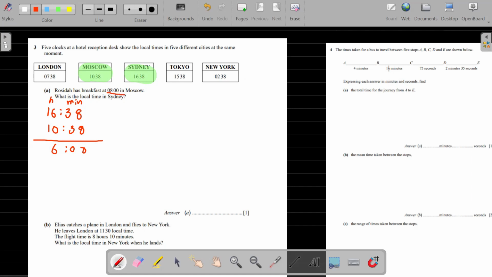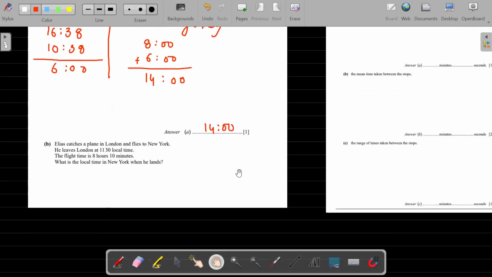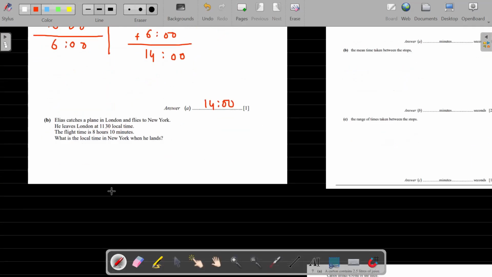If the time is 8 o'clock in Moscow, then I will be adding 6 to it. We need to calculate the time in Sydney, so time in Sydney will be 8:00, and we add 6 to it because Sydney is 6 hours ahead of Moscow. By adding that, it will be 14. So when the time at Moscow is 8 o'clock, the time at Sydney will be 14:00. Now let's do the next person.